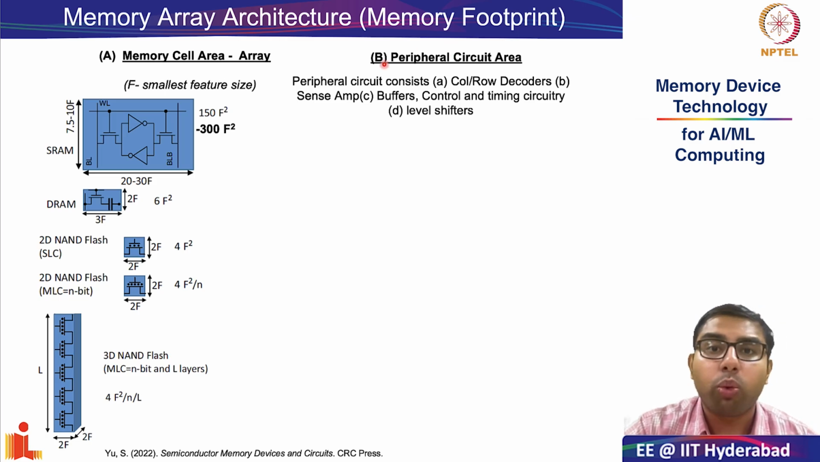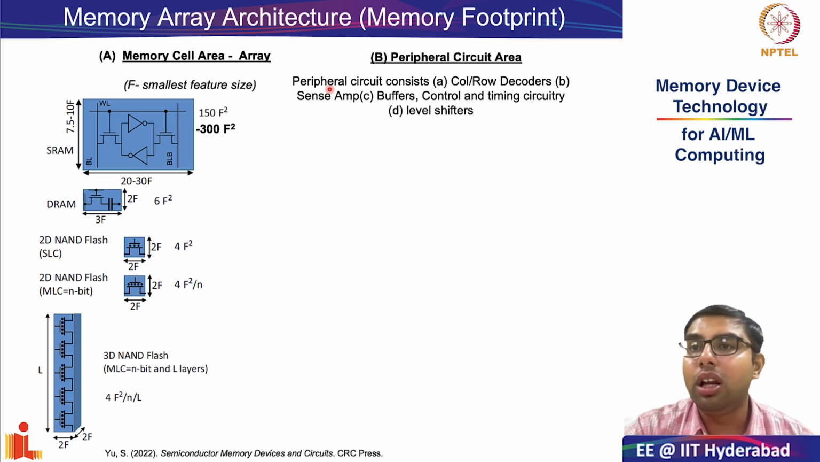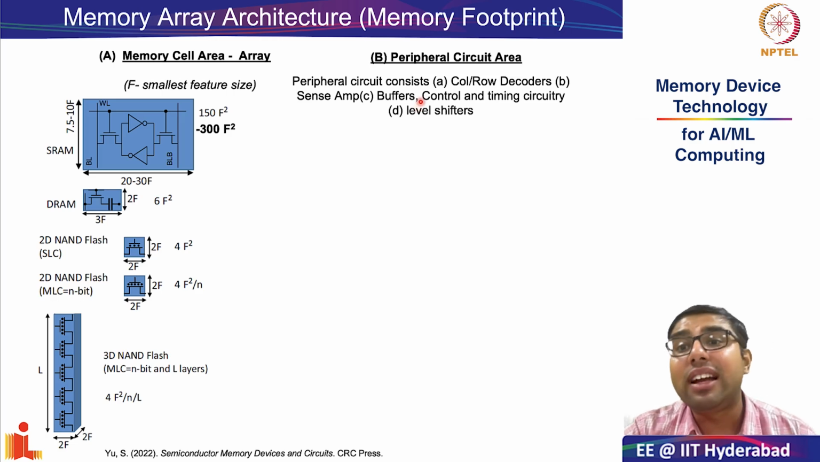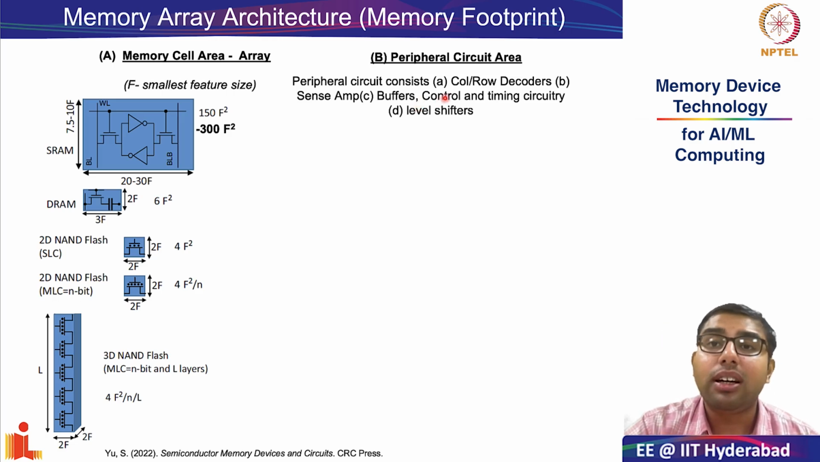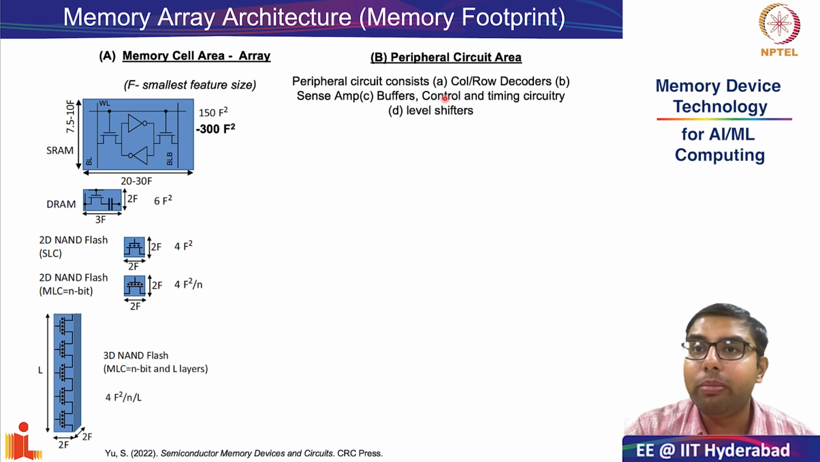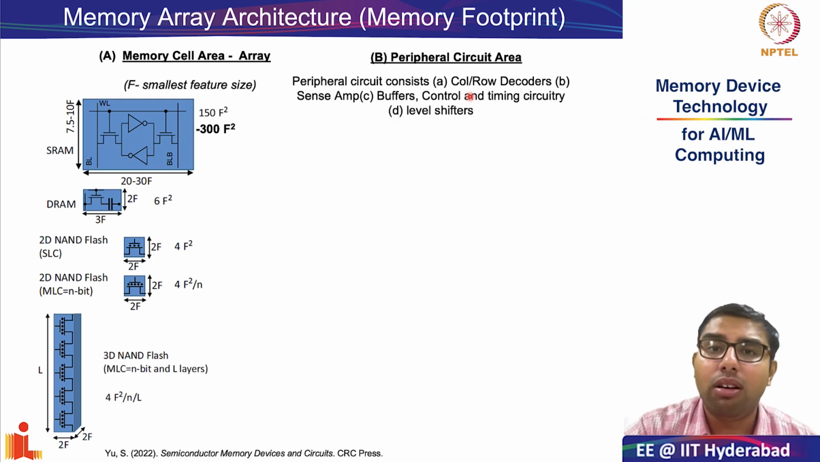We have been discussing for quite a few classes that the peripheral circuitry consists of digital elements such as the row and column decoder, and analog elements such as the sense amplifier, the pre-charge circuitry, some buffers, and the control and timing circuitry. The control and timing circuitry is critical because each read and write cycle has some sequence of events which also needs to be controlled by the memory controller.